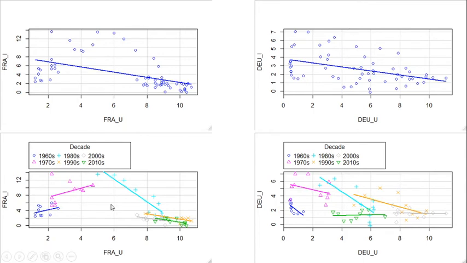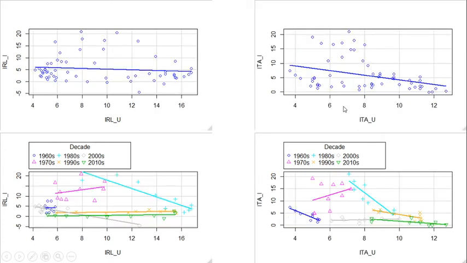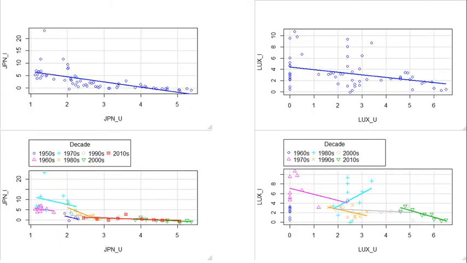Although by decade it can be a little bit different, right? Greece, pretty strong downward trend. Same for Iceland. I'm just going to jump through them now. Ireland, quite a moderate downward trend. Italy, less moderate. Japan clearly has a downward trend, and in fact, it looks quite non-linear.